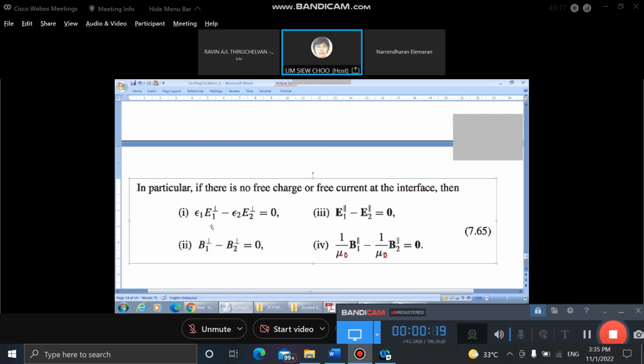Because the B will follow the E. B1 will follow E1, B2 will follow E2. If E1 and E2 are for two different mediums, they are different, so the B should be different.